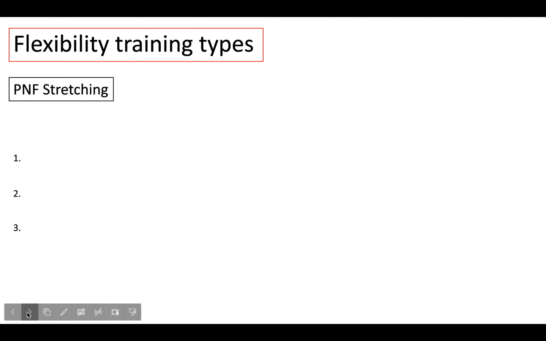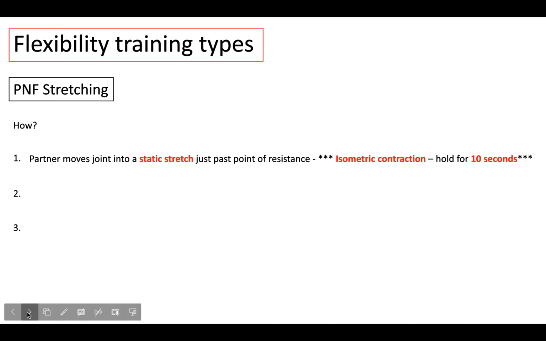Finally, PNF stretching. PNF stretching is a passive form of stretching, so you are going to have a partner involved. So first of all, how do we do it? We've got 3 stages. The first stage, partner moves the joint into a static stretch, just past the point of resistance. Then the person who's being stretched performs an isometric contraction and holds that isometric contraction for 10 seconds. After 10 seconds, they relax for 10 seconds.